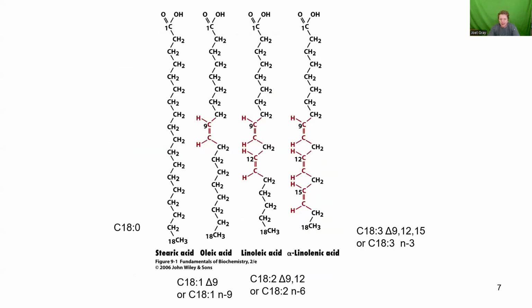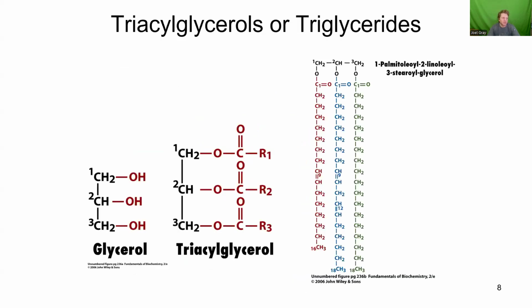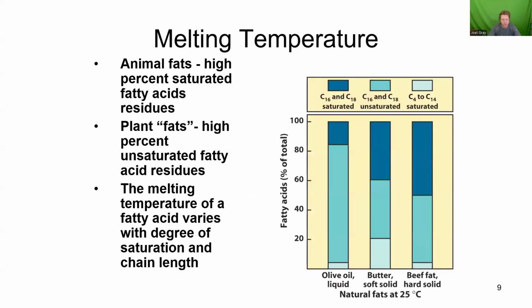Okay, so here's a couple of different ones. We've got our n or omega notation described here, as well as the delta notation. Now, we talked about triglycerides and triacylglycerols. Those terms are interchangeable. The composition of saturated fatty acids in fats that you might be familiar with, olive oil, butter, and beef fat, is going to vary a little bit. The more unsaturated fatty acids you have, the more likely something is to be a liquid at room temperature. The higher the concentration of saturated fatty acids, the more likely something is to be a solid at room temperature.